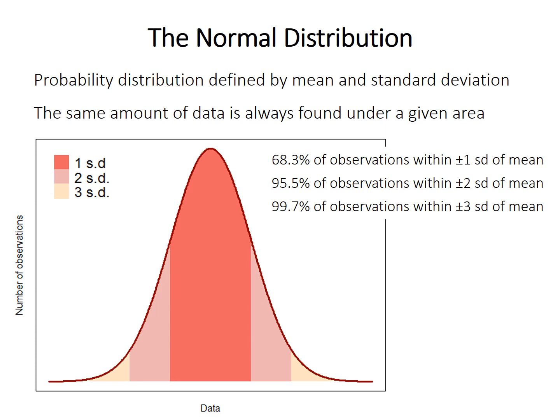So about 2/3, or 68.3%, of your observations will be within plus or minus 1 standard deviation of the mean. About 95% or so will be within plus or minus 2 standard deviations, and about 99.7% will be within plus or minus 3 standard deviations.